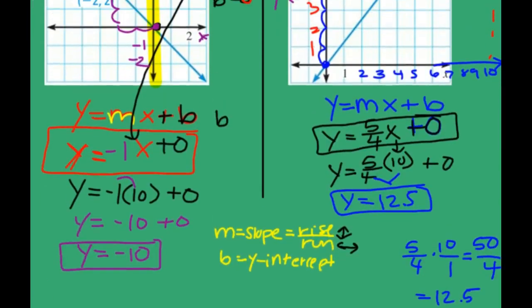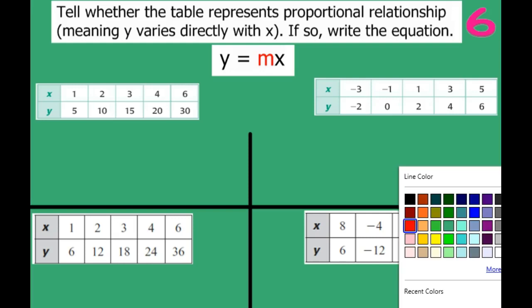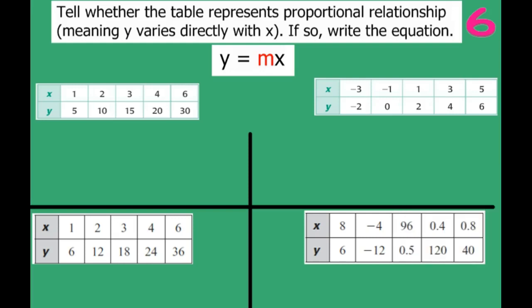Okay? Our last slide is a little bit tricky at first, but it's really pretty simple. It says, tell whether the table represents a proportional relationship, meaning y varies directly with x. Direct means direct variation, or proportional, same. If so, write an equation. So this is the form y equals mx plus b, but since b is 0, we just didn't write it. So they want us to find our slope. They told us that this is already going through the origin 0, 0 because they're telling us it's a proportional graph. So all we have to do is find m.